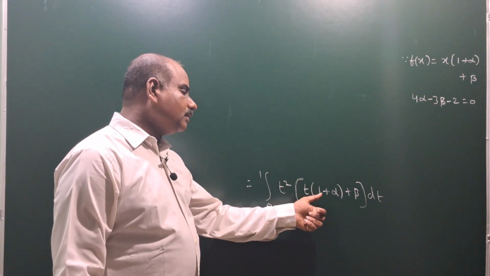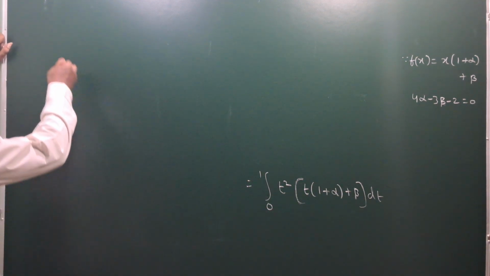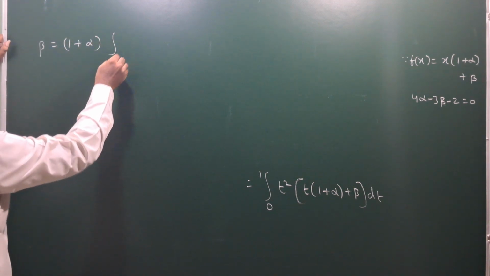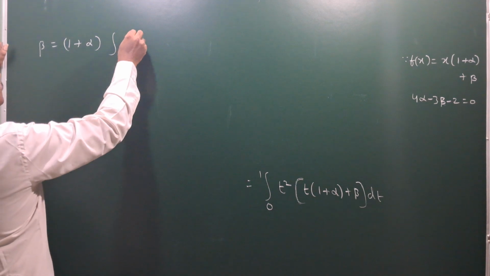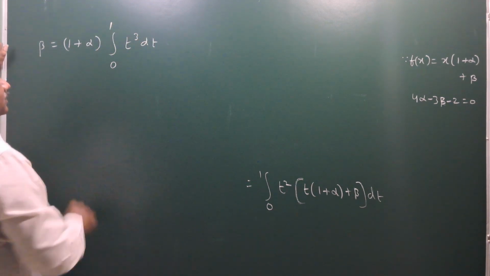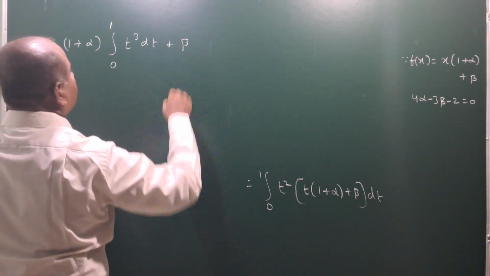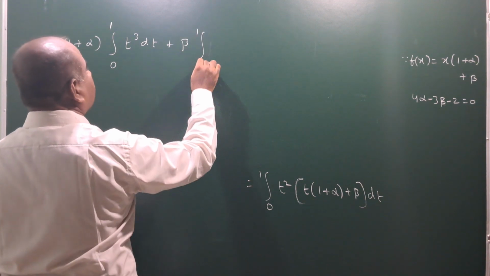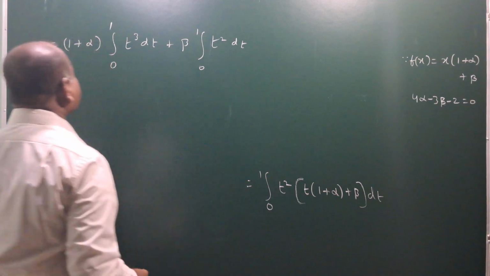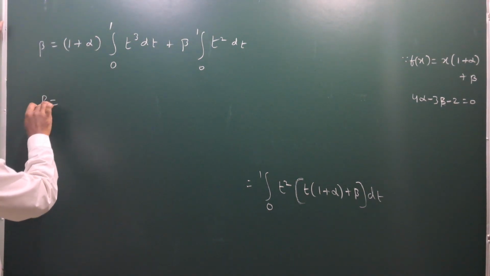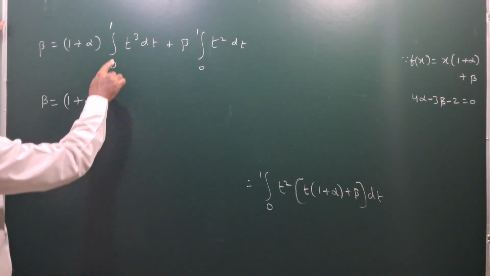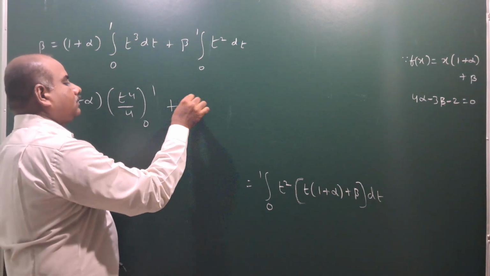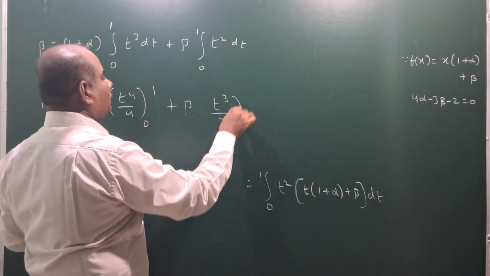t square into t cube into 1 plus alpha dt. So with respect to t, 1 plus alpha is constant, so take it outside. Beta is equal to 1 plus alpha into integral t square into t, that is t cube dt, limits 0 to 1, plus, taking beta outside, t square into beta dt, that means integral 0 to 1 t square dt. So beta is equal to 1 plus alpha into integral t cube means t power 4 by 4, limits are 0 to 1, plus beta integral t square means t cube by 3, limits are 0 to 1.